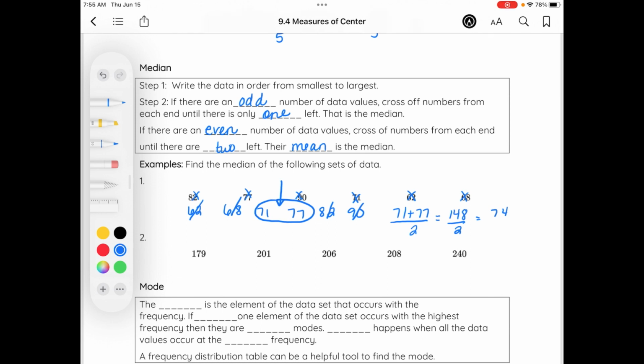However, in my second example here, I have an odd number, and it looks like they're already written in order from smallest to largest. So as I cross off, I have one number left, 206, so this is the median.